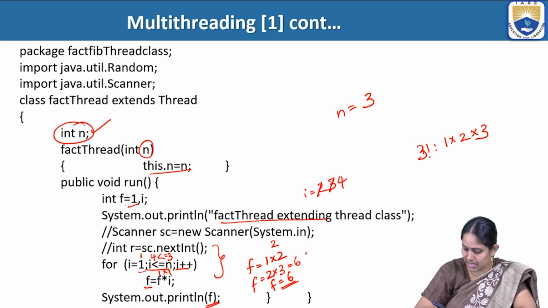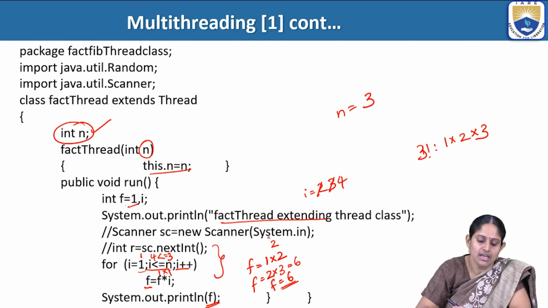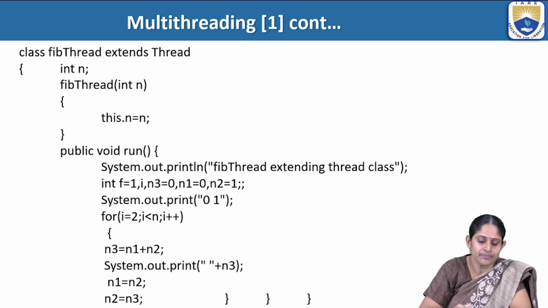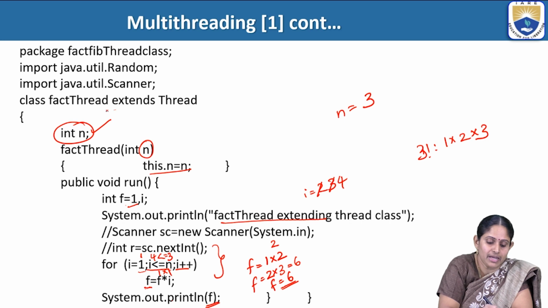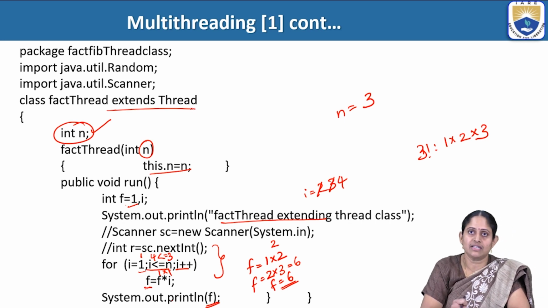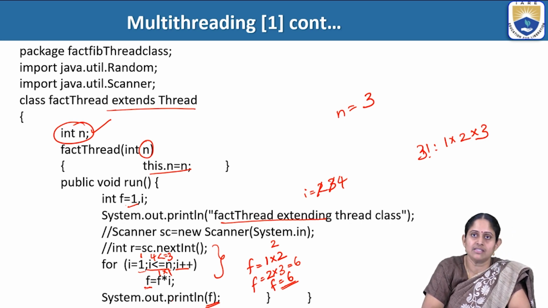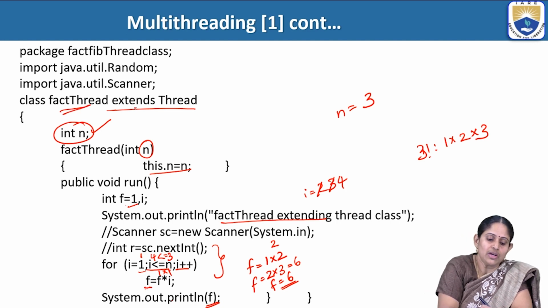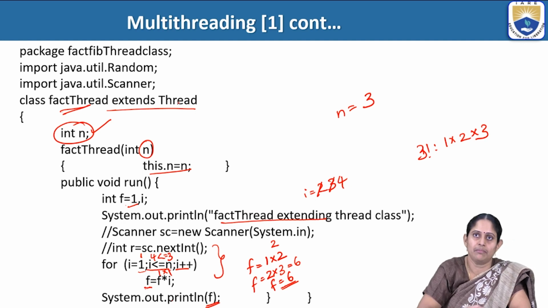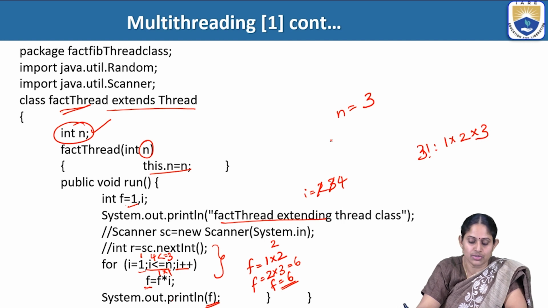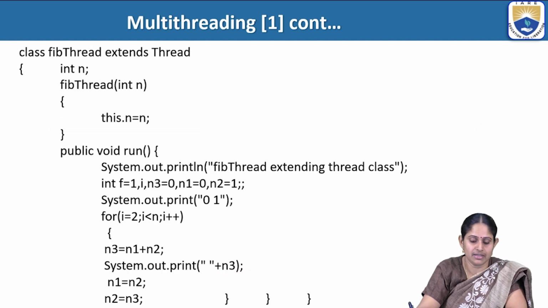So we get factorial value as 6. Now this is for the factorial thread, and similarly, in our case, I have made use of the thread class. This multi-threading is using the thread class. I have made my thread extend the thread class to implement the multi-threading concept. So in the first case, factorial value will be 6. It will be printed like that.